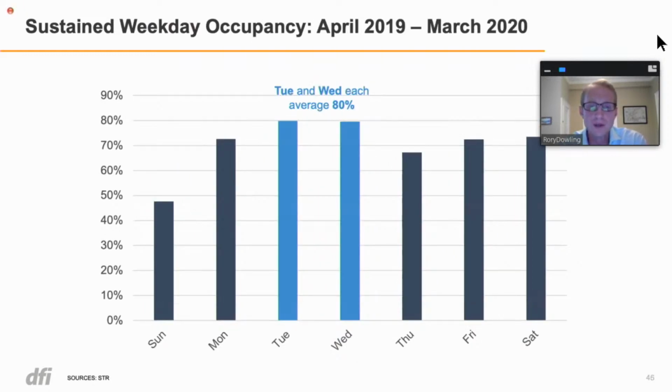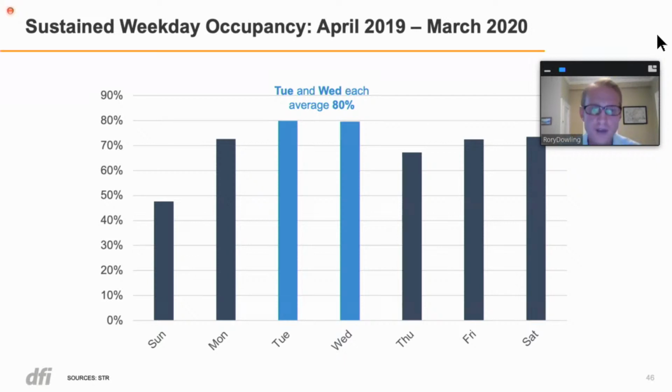Zeroing in not only on the year-round sustained demand, but also looking at the weekday occupancy. This is, again, something that hotel developers look at. They want to know who's going to be staying in their hotel Monday through Friday, or really Monday through Thursday. It's great to see that you all have tremendous occupancy throughout the week, in particular Tuesday and Wednesday.